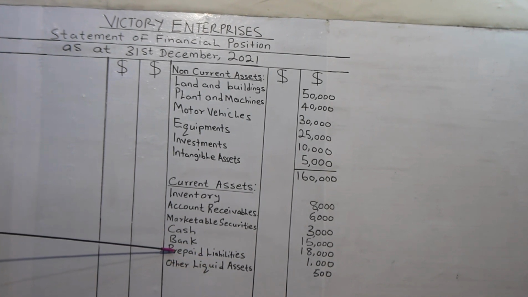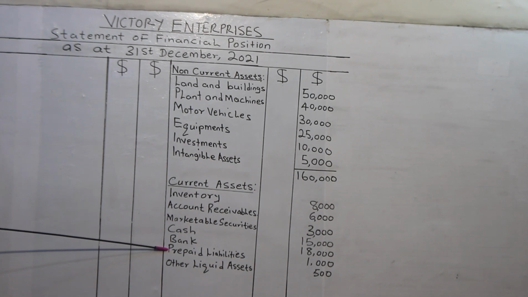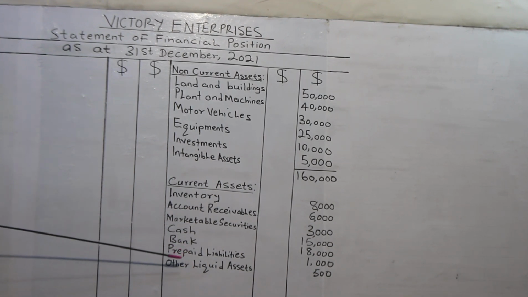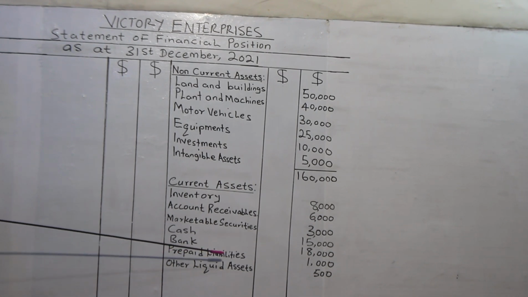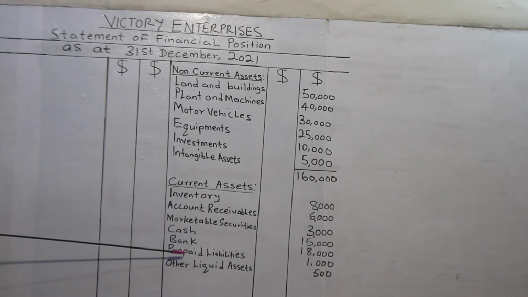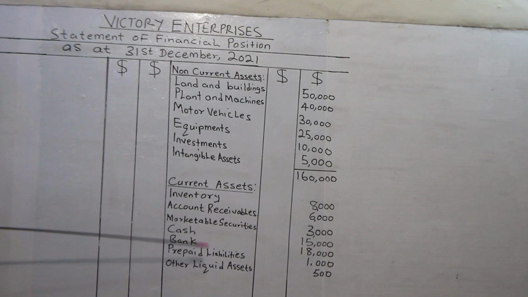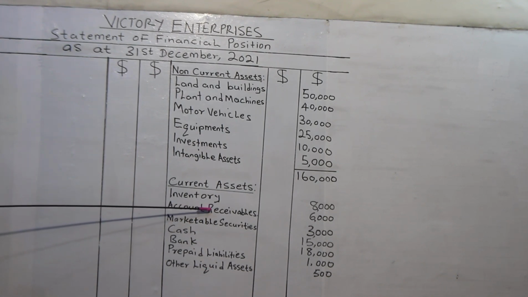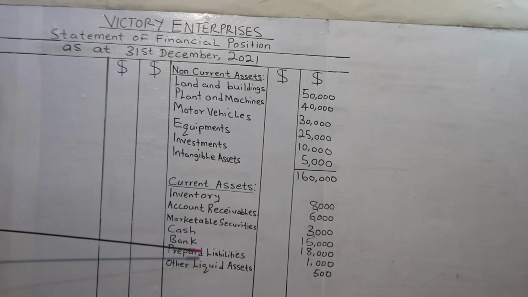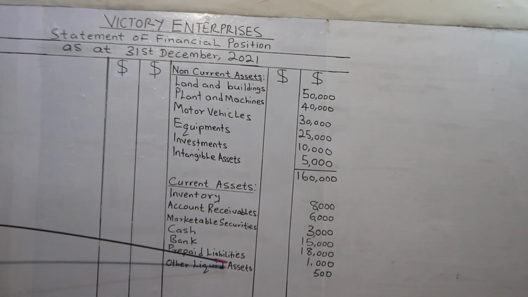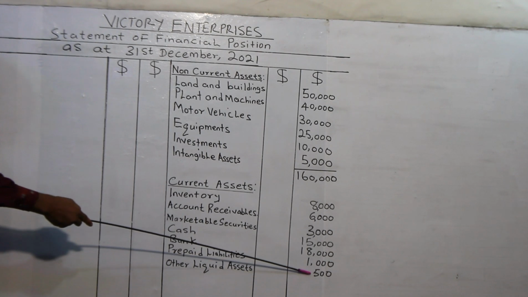For instance, if we are supposed to pay rent of $3,000 and we paid $4,000 for the accounting period, the extra $1,000 constitutes prepaid liabilities or prepaid expenses. It is prepaid because the landlord is owing us $1,000. It is part of accounts receivable, that is people that are owing us. But since it's in relation to liabilities, it is called prepaid liabilities. Then we have other liquid assets, and we attach 500 to it.